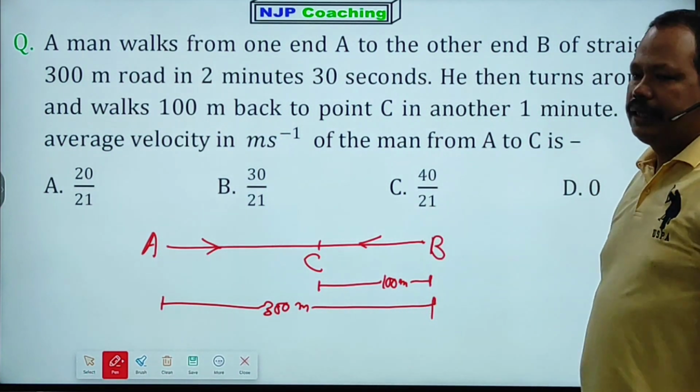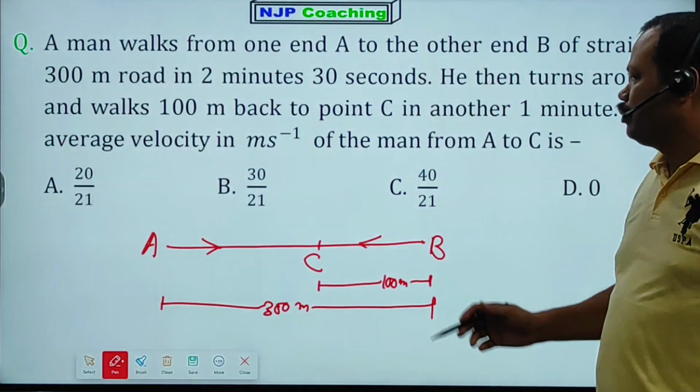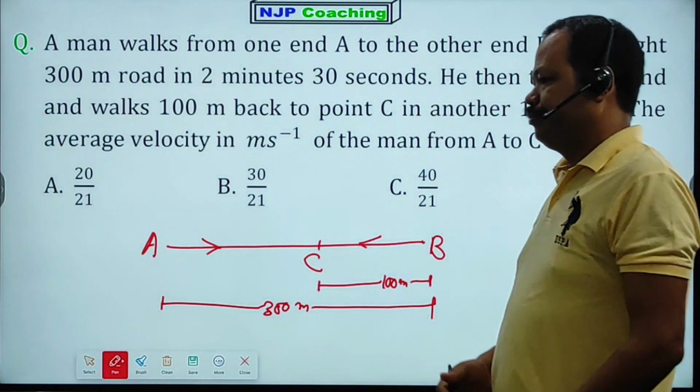Displacement by time. Displacement produced by total time.